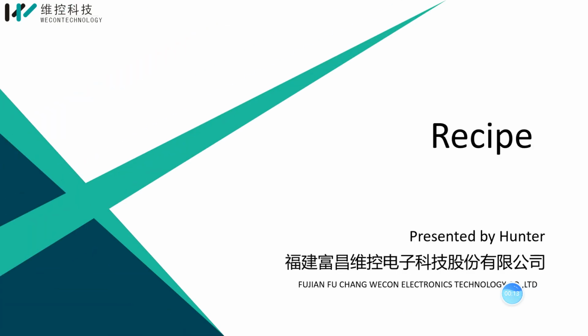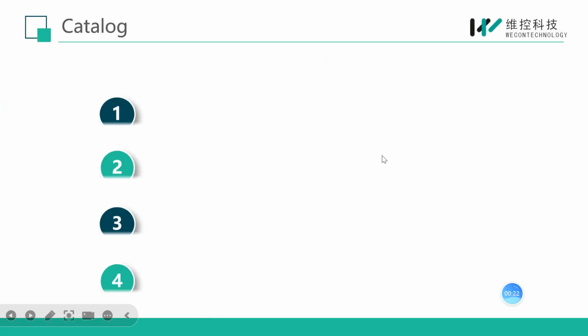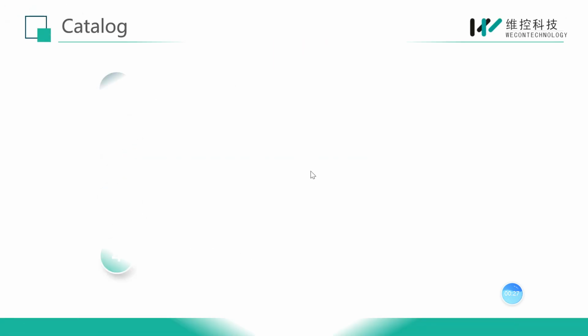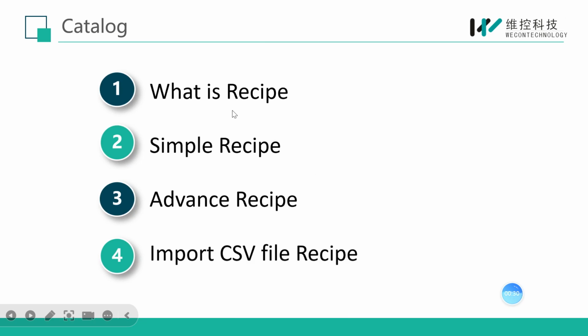Hello everyone, today we are mainly talking about the recipe. For the first recipe topic, we are mainly divided into four parts. First is about what is recipe, and the second one, because our HMI recipe mode has two modes, one is the simple recipe, and another one is advanced recipe. And the last is about the CSV file recipe.